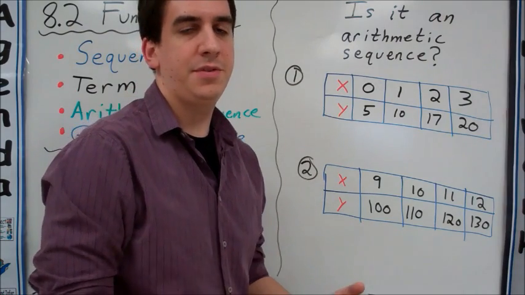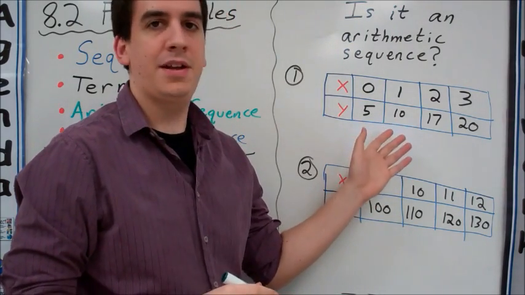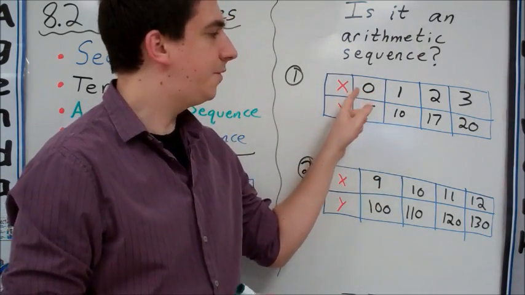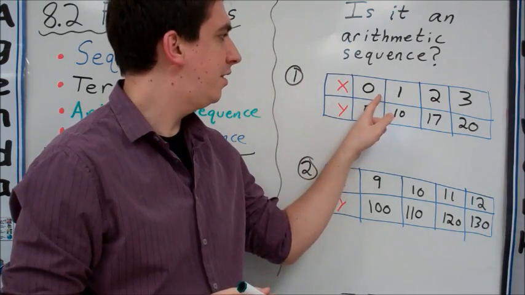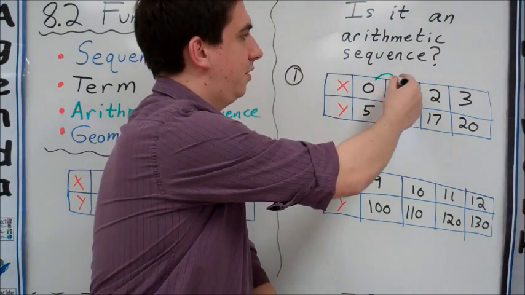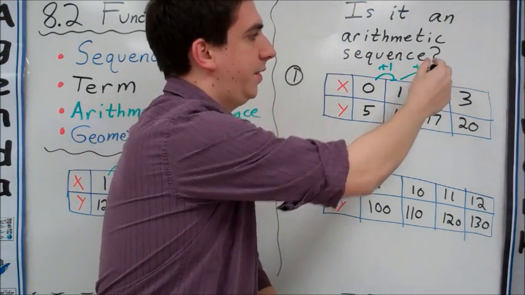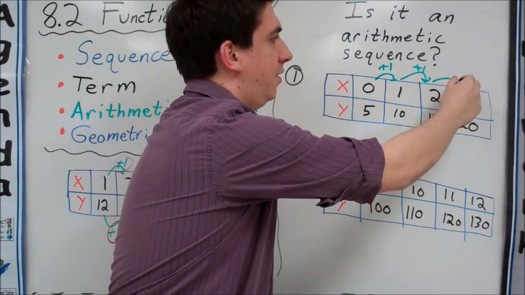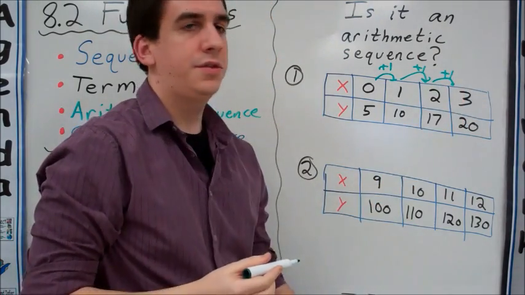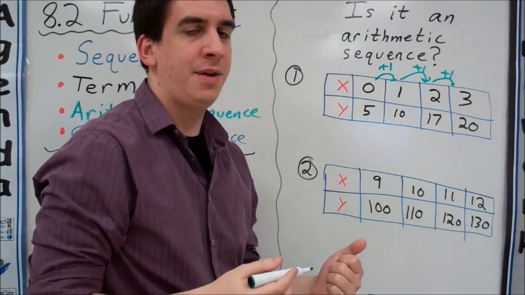On these next two examples, I want us to look at these two charts and ask, is this an arithmetic sequence? For the first one, let's look at our x's. We go from 0 to 1, which is plus 1. 1 to 2, which is plus 1. And 2 to 3, which is plus 1. Those plus 1s are constant, so we're led to believe this might be an arithmetic sequence.